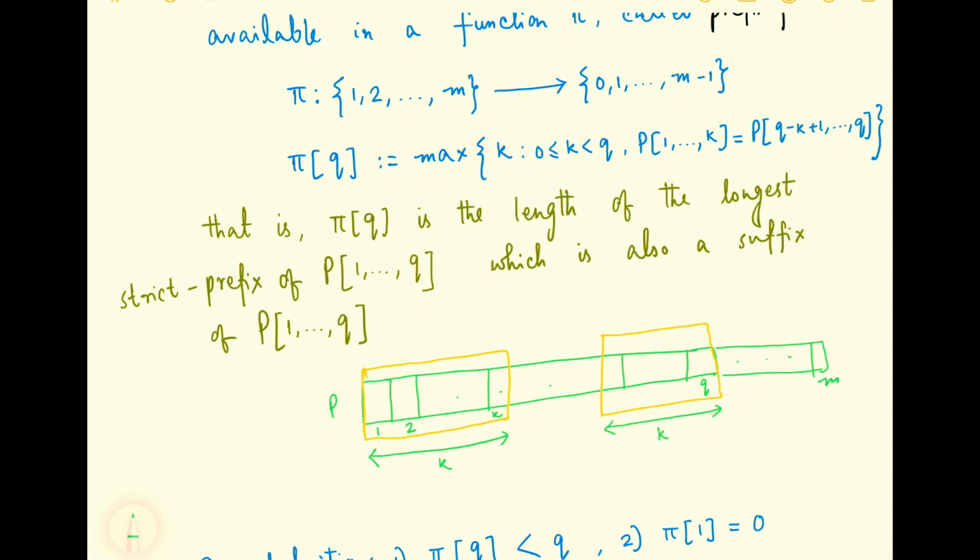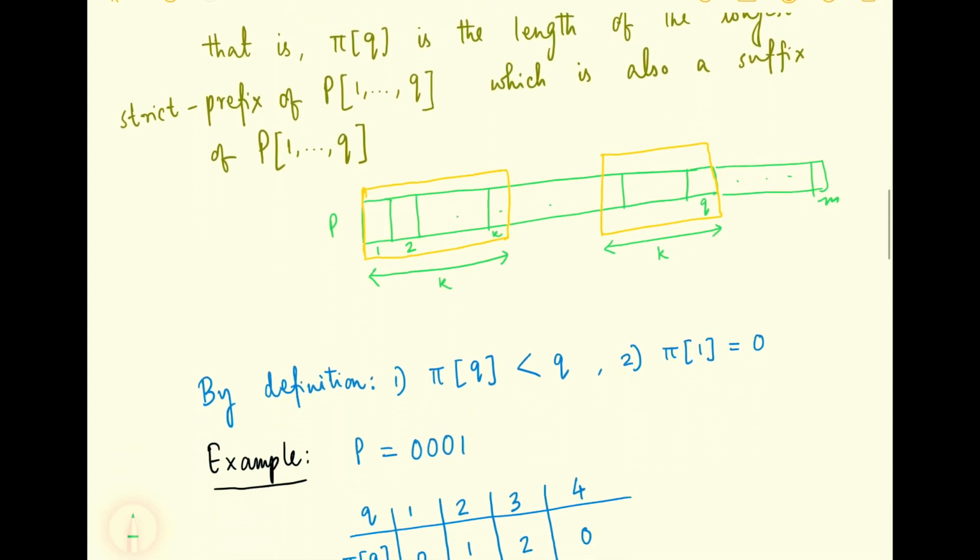Definitely, if I pick k equal to 0, then I have an empty prefix, and an empty prefix clearly matches with an empty suffix. So k equal to 0 is always satisfied, and I look for all possible k's from 0 to q minus 1 and take the maximum. That will be the length of the longest strict prefix of p1 to q, which is also a suffix of p1 to q.